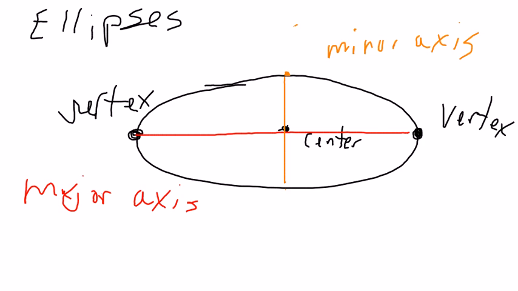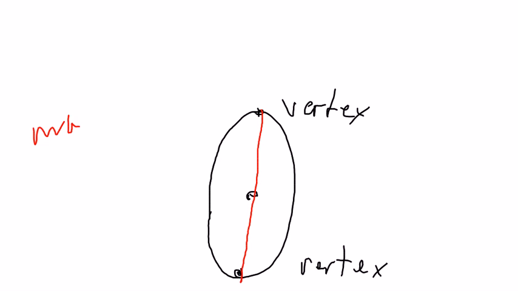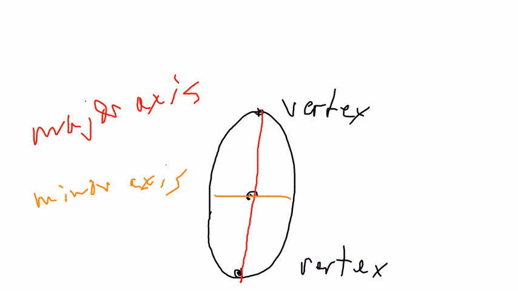There's some points here also, but we don't name those points. The two on the end are vertices. These two on top and bottom in this case aren't named anything. This is if we're oriented left and right. If we're oriented up and down, again, this is still going to be the center, but now our vertices are here and here. Our major axis now goes up and down, and our minor axis in this case goes horizontally.